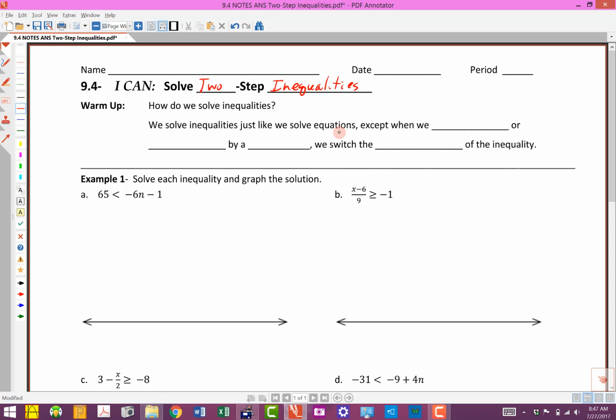We solve inequalities just like we solve equations, except when we multiply or divide by a negative. It's only when we multiply or divide by a negative that we switch the direction of the inequality. So I'm going to solve these, and the main thing we're looking for is, are we multiplying or dividing both sides by a negative? If we are, we're going to switch the direction. If we're not, we're just going to leave it alone. And like all the other ones, it says solve each inequality and then graph the solution.